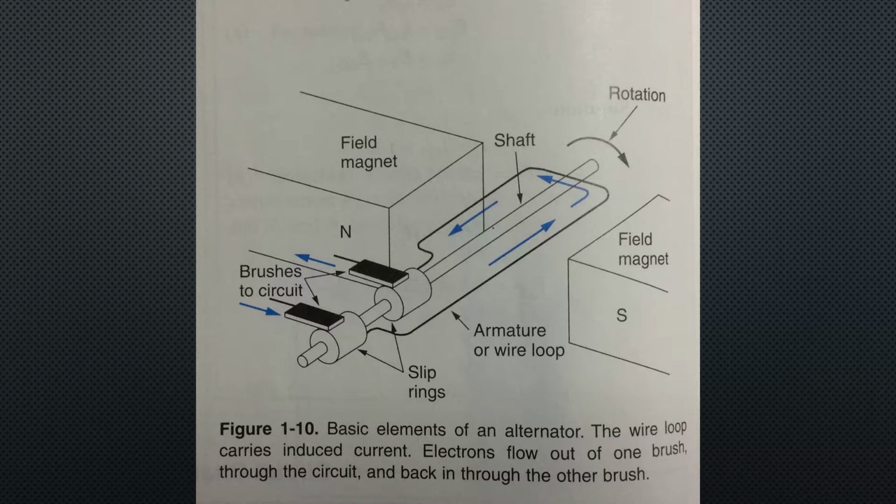Third, the metal slip rings are always in contact with one of the terminals of the coil or armature. They transfer the current to the brushes. Fourth, the brushes transfer current from the slip rings to the external circuit. One brush is in contact with each slip ring.